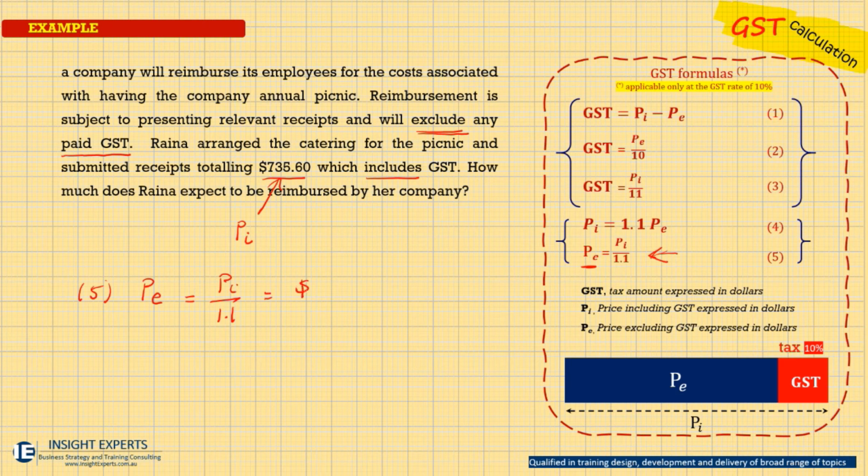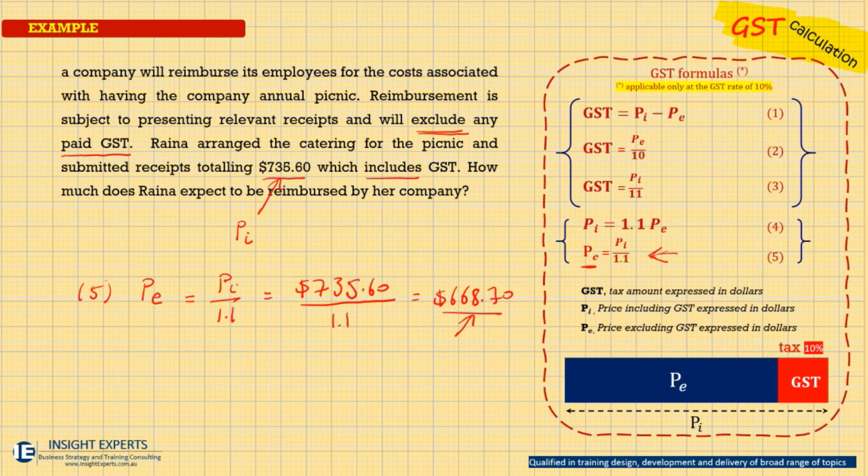I divide $735.60 over 1.1, which would be equal to $668.70. So that's how much she has to submit for reimbursement to her company.